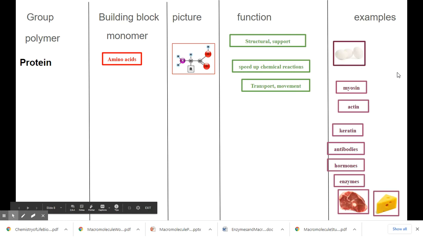And here's 3 food items that actually help you with getting protein in your diet.